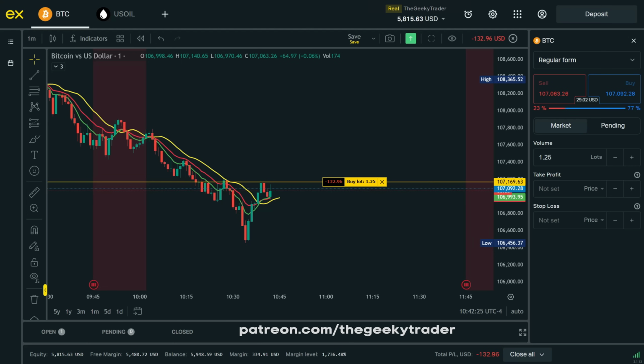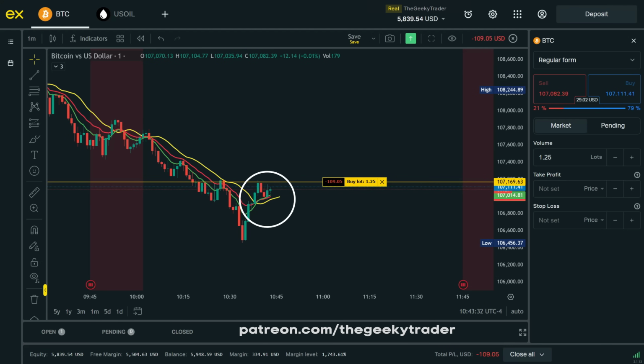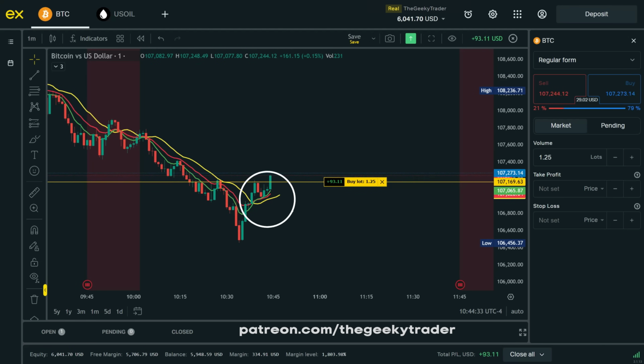If you look at the chart, you can clearly see that the market has recently been in a downtrend. But I noticed that the momentum was starting to shift, and there was a good chance that the price might move upwards. Let's break down why I took this trade. The green line, which is the 8 EMA, is now above the red line, the 14 EMA. That's the first sign that the market is turning bullish.